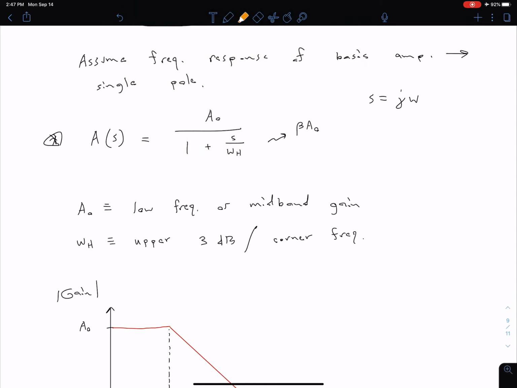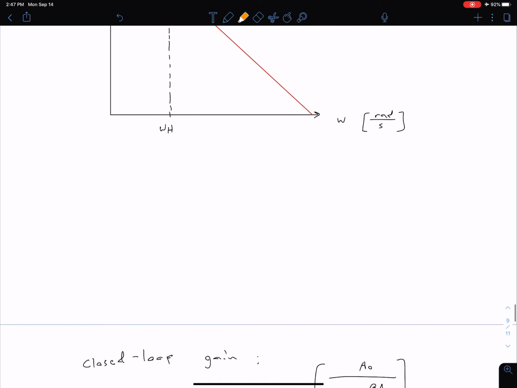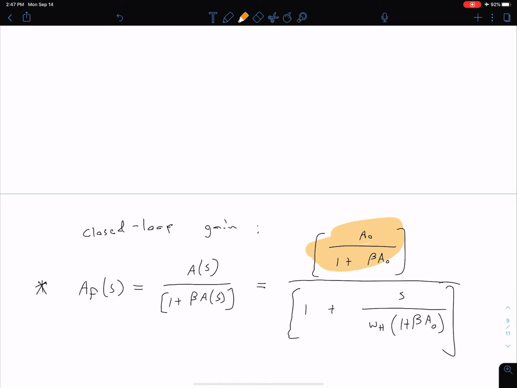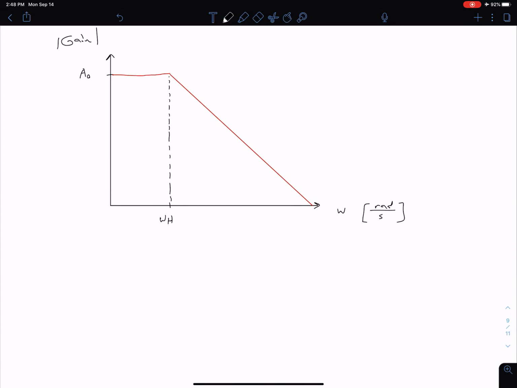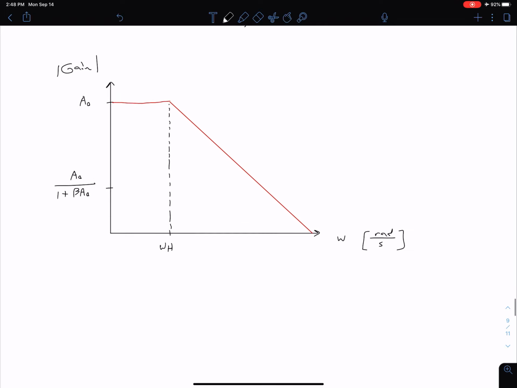So let's say we have our low frequency gain here. Well, if we compare that to this equation here, we see that corresponds to this right here. So now our low frequency or midband gain is A naught divided by 1 plus beta A naught. So if we're going to draw this on the same plot, maybe we have it down here, A naught divided by 1 plus beta A naught. So we've decreased our gain, which we already expected, right? We said if we employ feedback, we are decreasing the gain of the system.